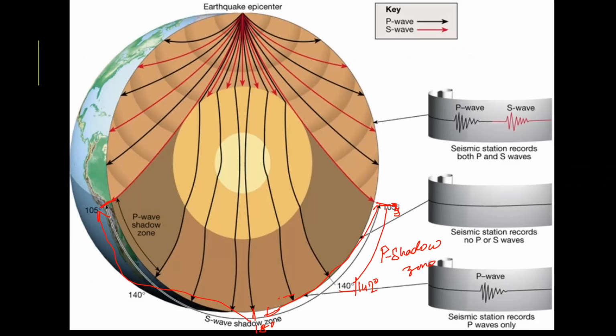Another point is the P and S shadow zone. The P shadow zone is where the P wave velocity is not observed. We don't get the P wave, and that ranges from 104 to 142 degrees, whereas for S it is from 103 or 104 up to 180 degrees. This is the S shadow zone.